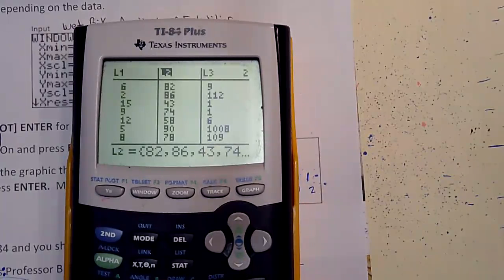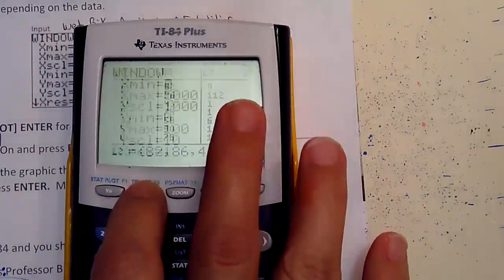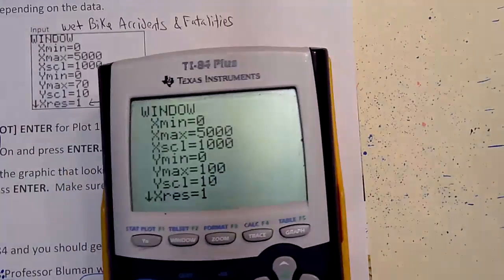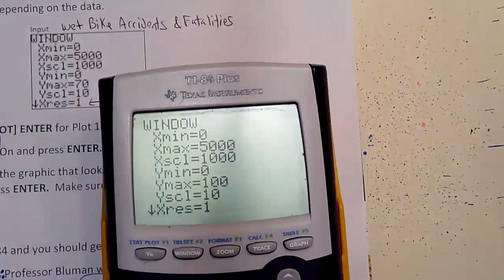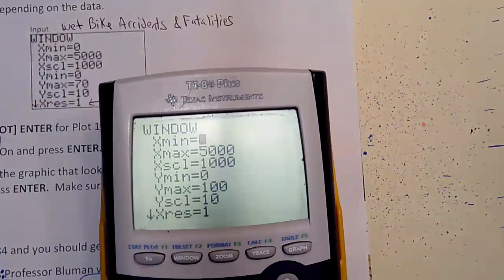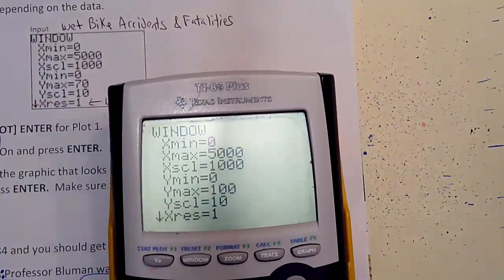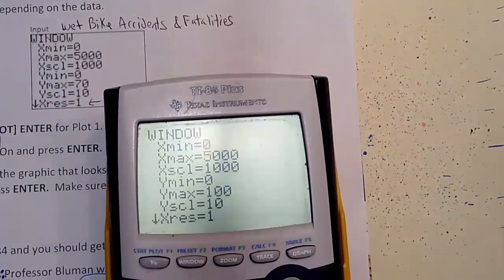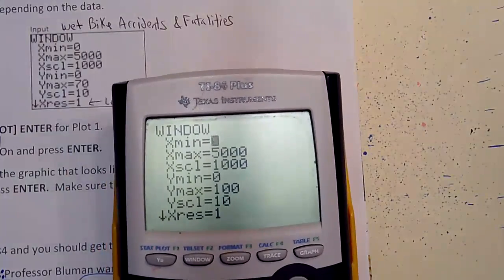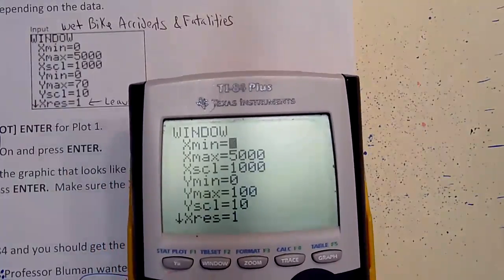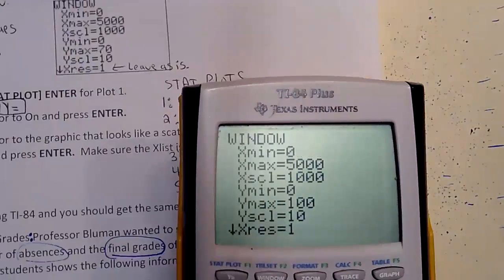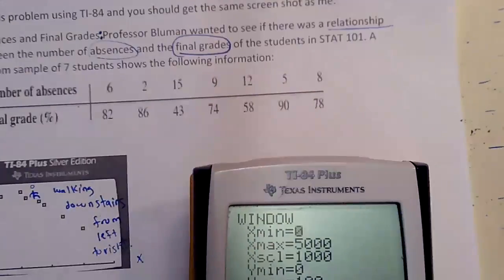Okay, and now we need to think about the window. So I'm going to go to the window here. Then you always have to fix your window and rethink your window. This is from the previous problem about those bike accidents and the fatalities. That's from that problem. So now we need to just rethink our window and look at our data.